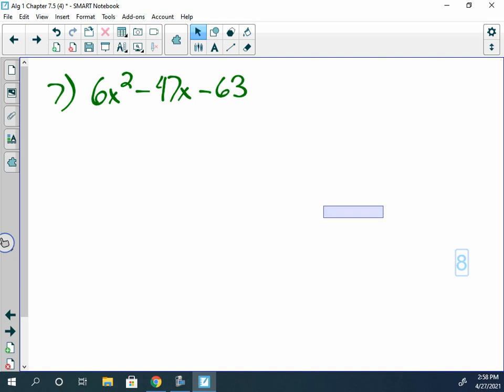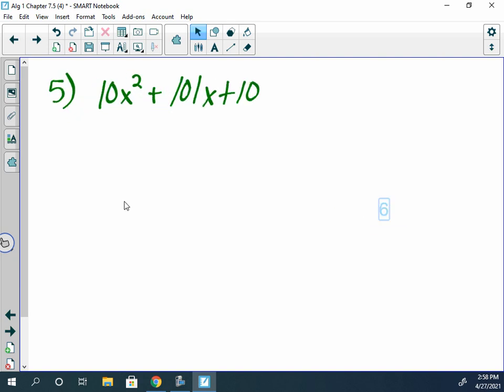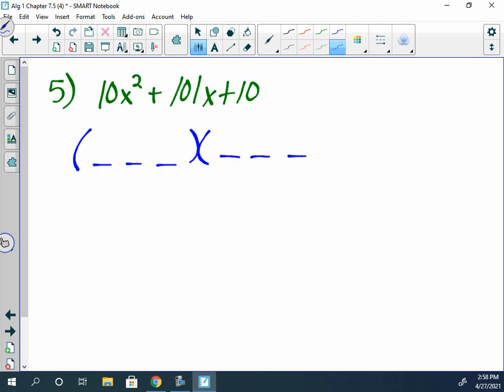Because I think we have several more. Let's look at this one. Is there a greatest common factor between 10, 101, and 10? Well, 101, if it was 100, then yes. But 101 kind of throws everything off, yes? Yes. 101, 101.